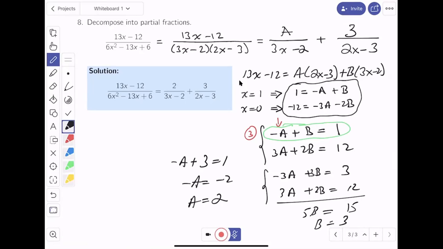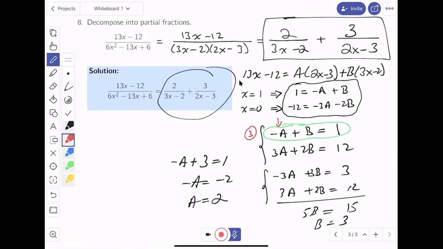Let me get my eraser out, and we'll check it after I do that. I believe that's 2. I believe it's my answer. And I'm going to check it over here. Is it the same answer? 2 over 3x minus 2, I got that, and 3 over 2x minus 3. All right, that's good news. All right, let's go to number 8.